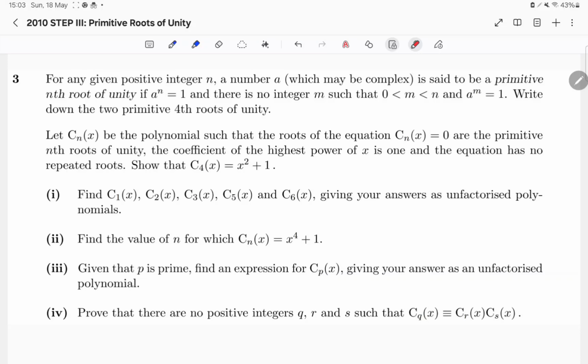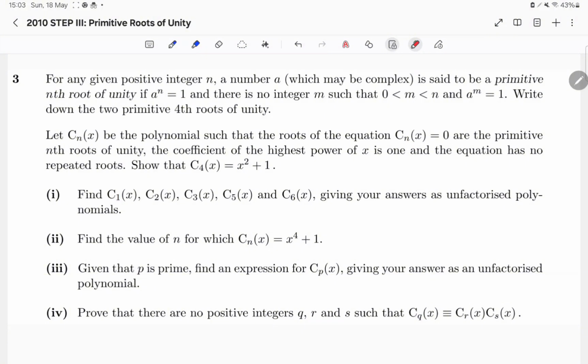For any given positive integer n, a number a, which may be complex, is said to be a primitive nth root of unity if a to the n is equal to 1, and there is no integer m such that 0 is less than m is less than n, and a to the m is equal to 1. Write down the two primitive fourth roots of unity.